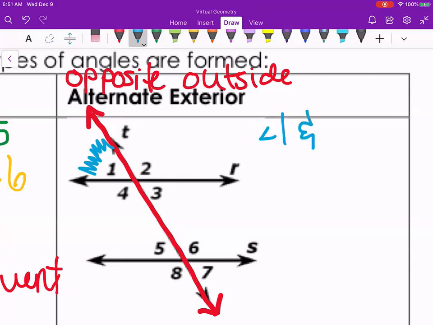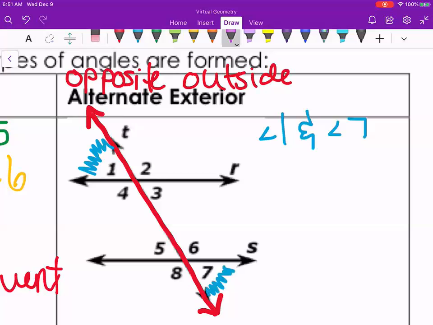Angle 1 is on the left side of the transversal, so I need something on the right. So that's 2, 3, 6, and 7. Well, it can't be angle 2 because that's a linear pair. It can't be 3 because that's vertical. It's got to be from the other intersection, 6 or 7. And unfortunately, it can't be 6 because 6 is inside the two lines. So 7 is my leftover option.